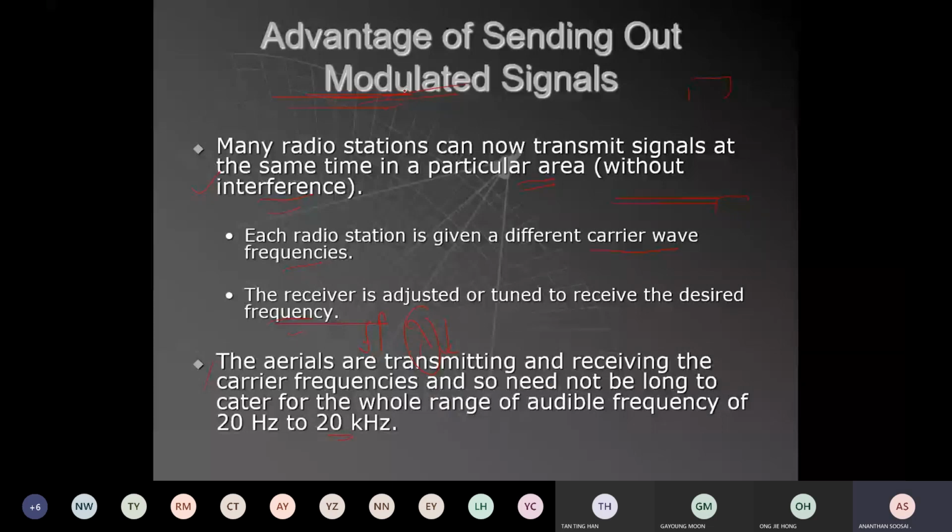We do modulation, so the radio wave frequency is greater than the sound frequency, so the aerial gets shorter. Two advantages of why we do modulation.